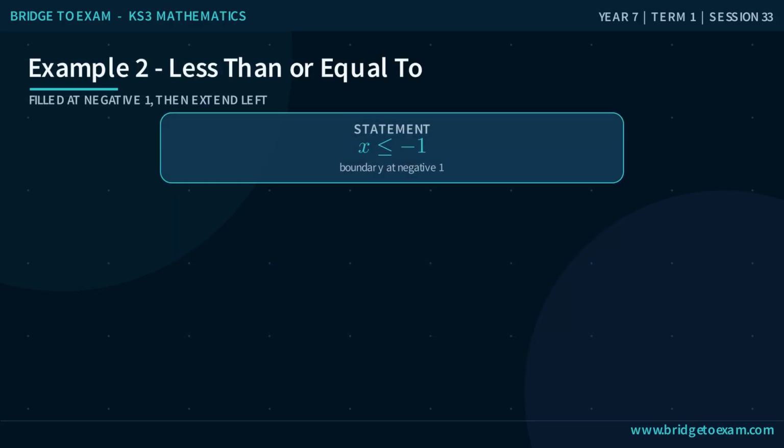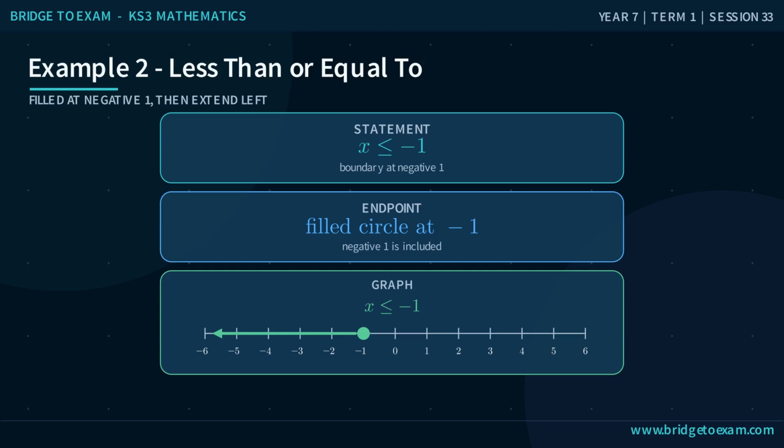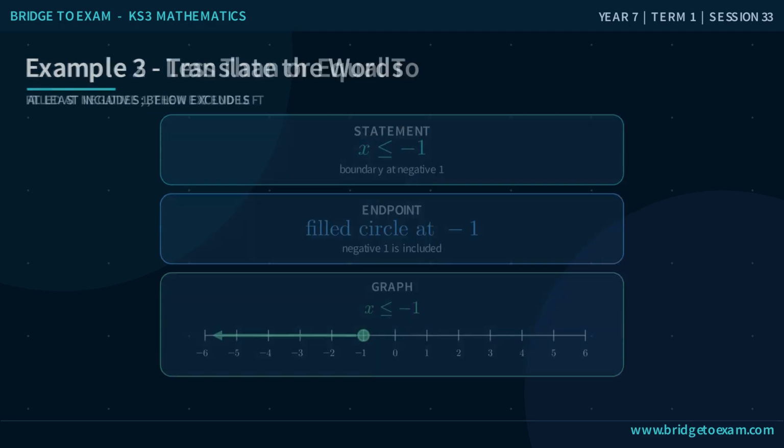Graph x is less than or equal to -1. The boundary is -1. Use a filled circle because the words or equal to include the boundary. Draw the arrow left towards smaller values. -1, -2, and -3 all satisfy it.